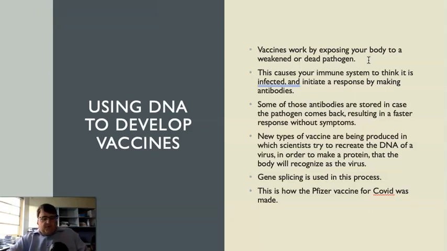That normally is a long process, but there are new types of vaccines being produced where we can take the DNA of the virus, recreate that DNA to make a protein, or get your body to make a protein, that recognizes that protein as a virus, and hence will fight off any infections because your body's seen the protein that's on the virus without being exposed to the virus.